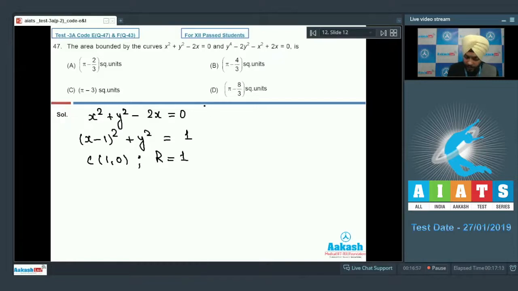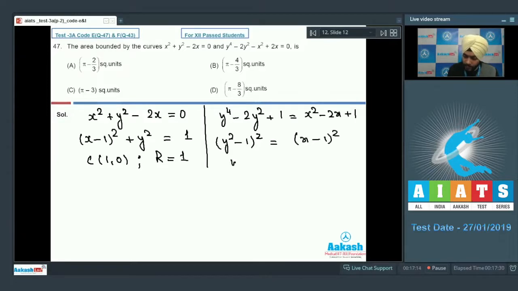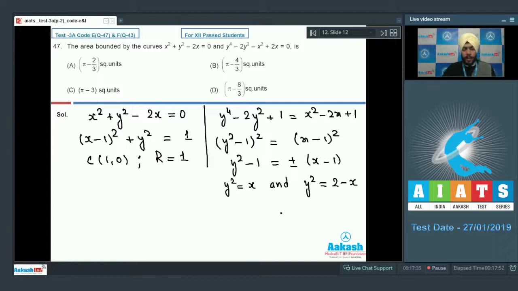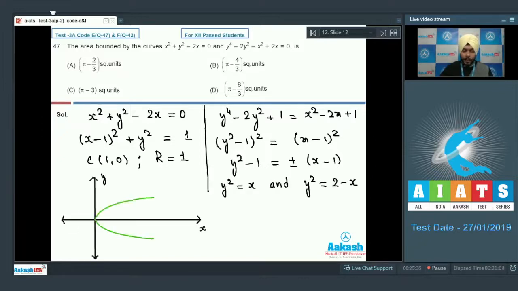Now, let us analyze the second curve. y power 4 minus 2y square, let us add 1, equals x square minus 2x, let us add 1. So (y square minus 1) whole square equals (x minus 1) whole square. So y square minus 1 equals plus minus (x minus 1). So y square equals x and y square equals 2 minus x. Two different parabolas having axis along the x-axis. So let us draw the diagram for this particular problem. So y square equals x is a rightward opening parabola, something like this.